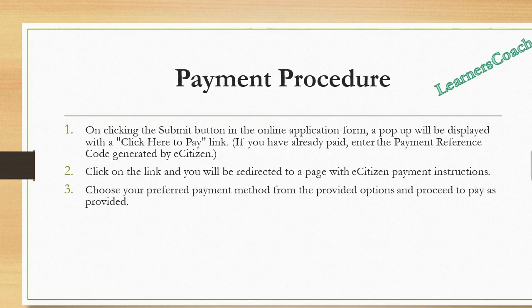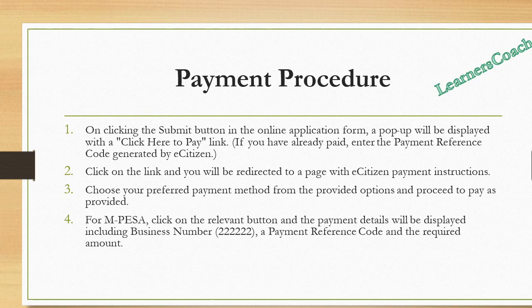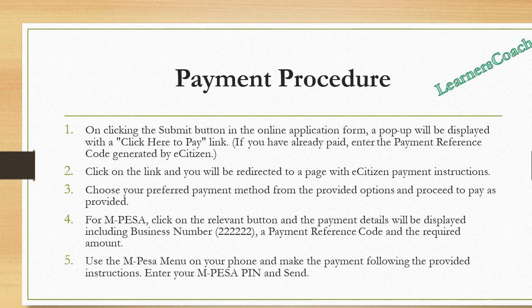The other step is to choose your preferred payment method. Of course, it should be M-Pesa. And you can see the business number here is 22222. And of course, some kind of payment reference will be made. So use your phone to make that payment.